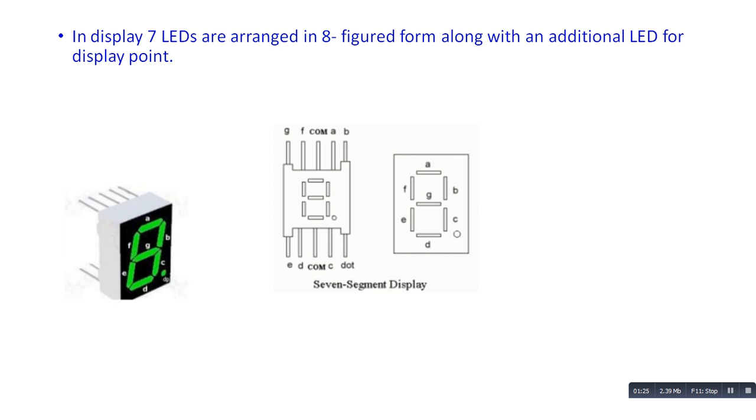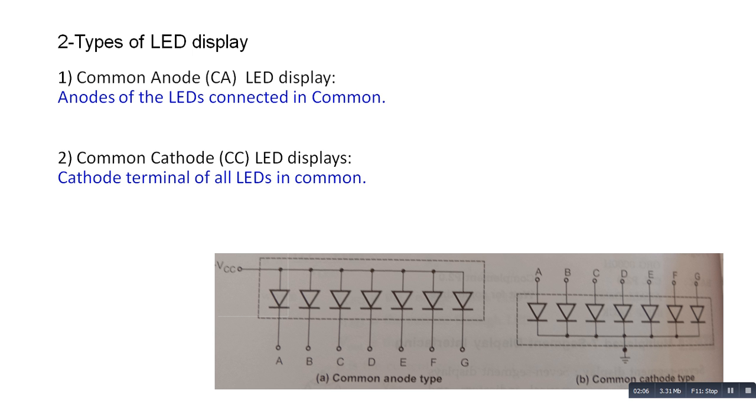So this diagram shows how the 7 LEDs are arranged and how numeric data can be displayed. For that purpose the 7 LEDs are arranged in an 8 shape, as you can observe in the diagram, labeled A, B, C, D, E, F, G. One more LED is used, and it acts as the display point. And all these LEDs are connected to the 8051 ports.